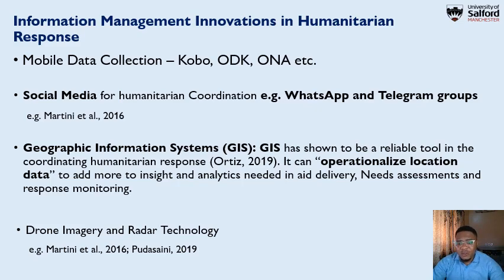We also see this in the use of GIS, as I explained in the previous slide, as it has been shown to be reliable in coordinating humanitarian response. The biggest advantage is that it can operationalize location data, thereby adding more insights and analytics needed in aid delivery, needs assessment, and response monitoring. We also talked about drone imagery in the previous slides, showing that these innovations in information management technology in the humanitarian sector have been visible in the field, as seen in the papers shown in the slide.